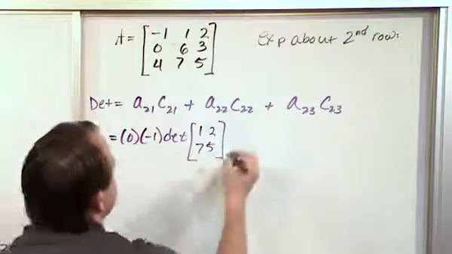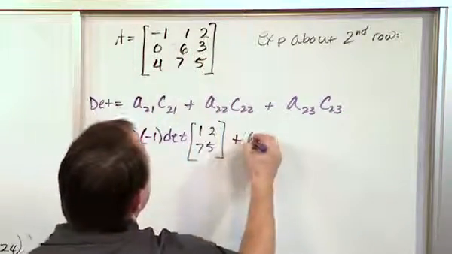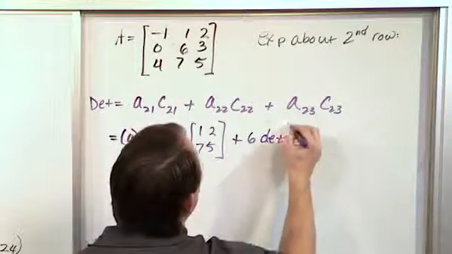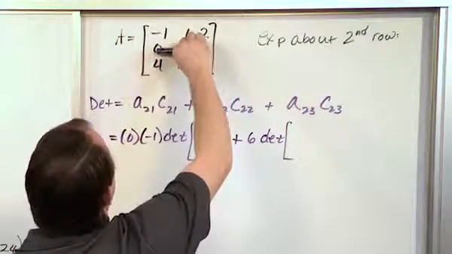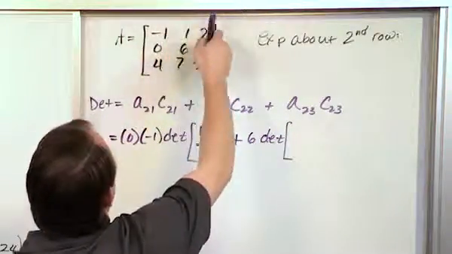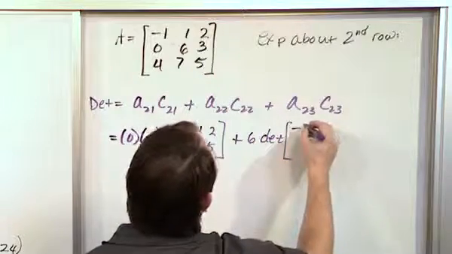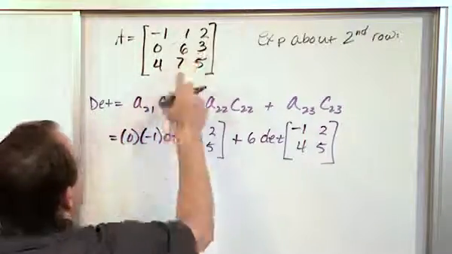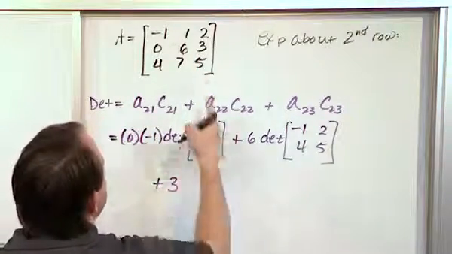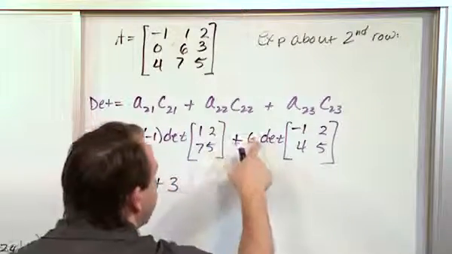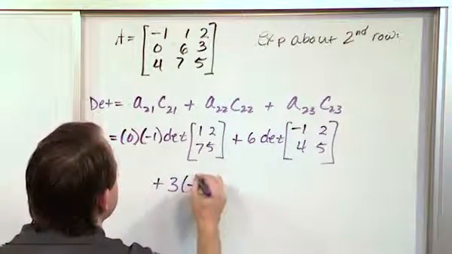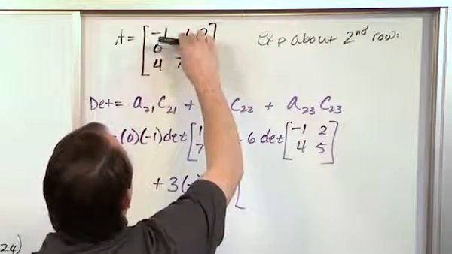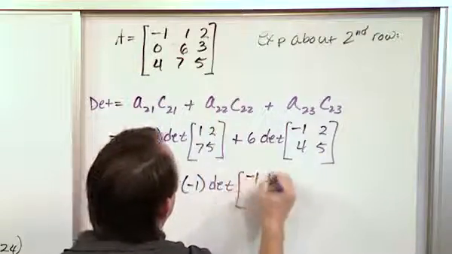All right, then plus the next guy over is 6, and since this one was negative, this one would be positive, and it's times the determinant. Here we go, cut through that row, cut through that column, we get negative 1, 2, 4, 5. And then finally we go to the third one here, 3, but notice that this cofactor was negative, this cofactor was positive, so we're back to negative again, times the determinant. We cover this guy up, and we cover this guy up. We have negative 1, 1, 4, 7.